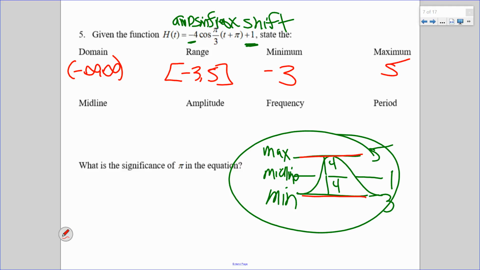Seems pretty repetitive. My midline is y equals 1. My amplitude is 4. Now, frequency is what's in front of the x, or in this case, the t. My frequency is pi over 3. Now, my period, you need to know this little formula, is 2 pi over the frequency.